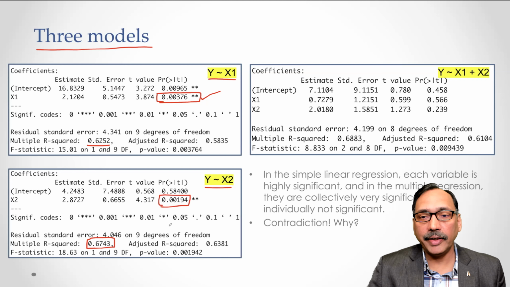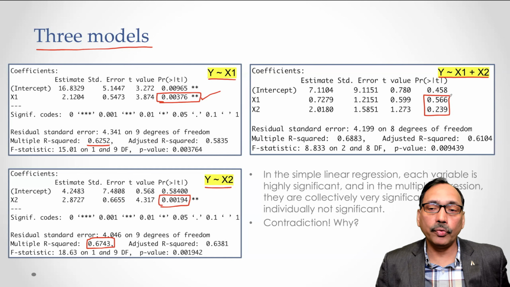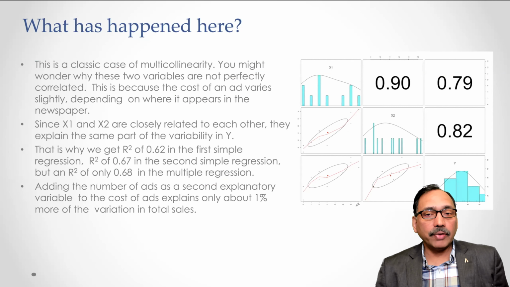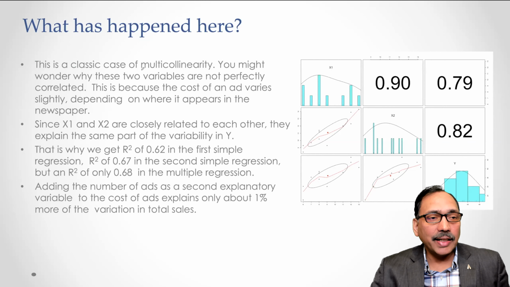So both are significant. But when we make a model with x1 plus x2, a strange thing happens. We find that none of the two variables are statistically significant. So there is obviously a contradiction. The variables are individually significant but not together. What is the reason? So the reason is given here. What exactly happened? This is a classic case of multicollinearity. You might wonder why these two variables are not perfectly correlated.